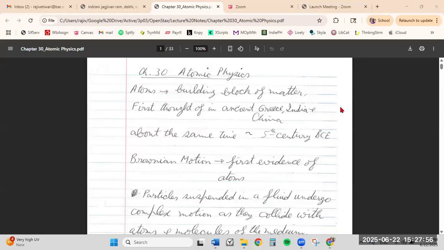In this chapter, we will study atomic physics, which is basically the study of the building block of matter known as the atom. The idea of the atom has been around for a long time, about the 5th century BCE. It was independently thought of in ancient civilizations in Greece, India, and China.